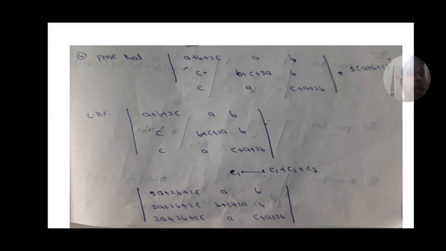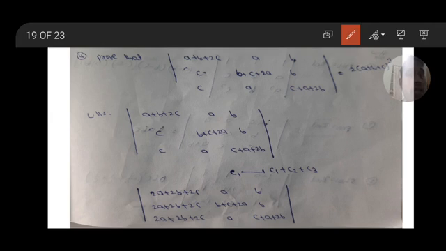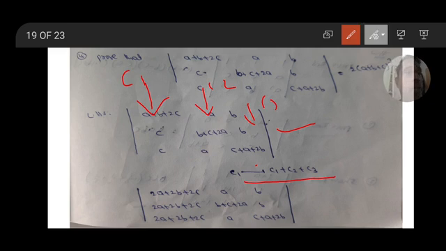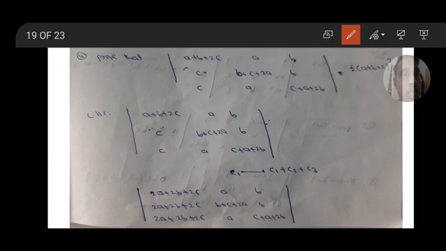LHS: determinant of a+b+2c, a, b, c, b+c+2a, b, c, a, c+a+2b. I am taking C1 → C1 + C2 + C3, so I add the elements of all the columns. First column, first element plus second column element plus third column element: a plus a is 2a, b plus b is 2b, plus 2c.